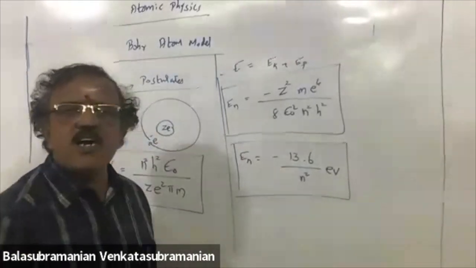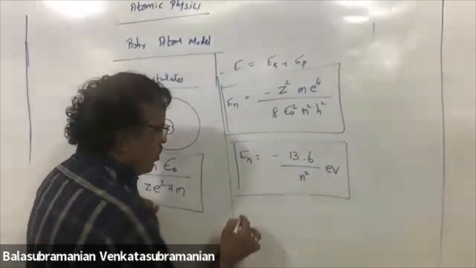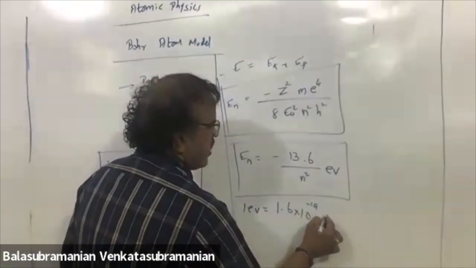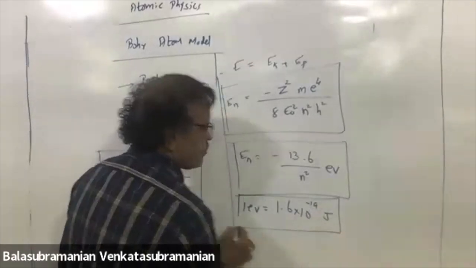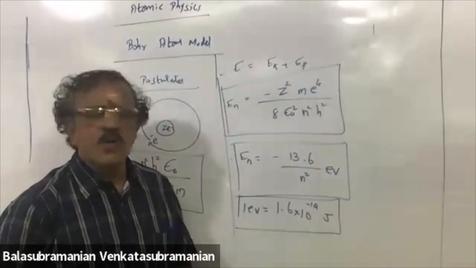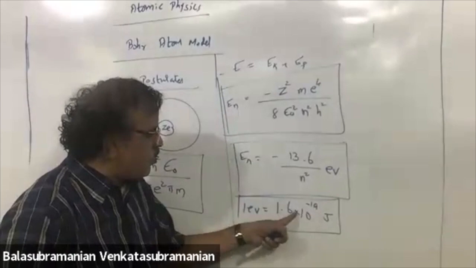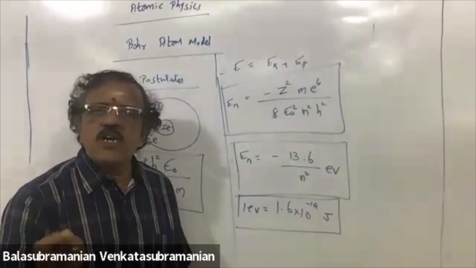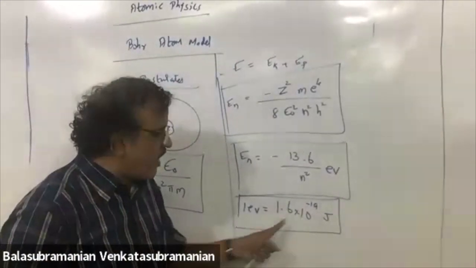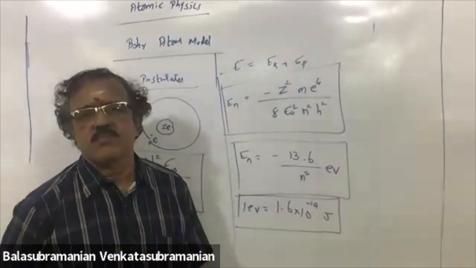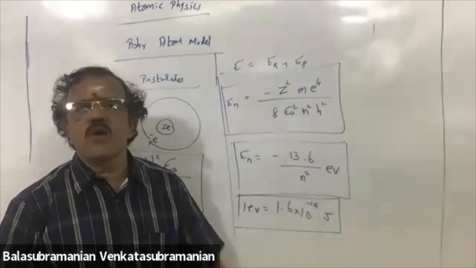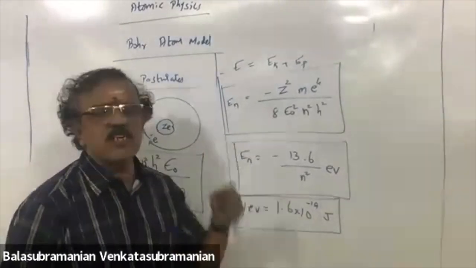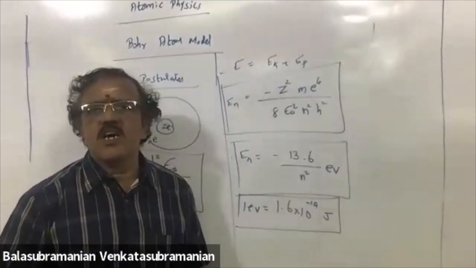Sir, joules to electron volt, how can we do it? 1 electron volt is 1.6 times 10 power minus 19 joule. So any value given in joule, if you want to convert it to electron volt, divide by the charge. That's all. Electron volt to joule you want to convert means multiply by the charge. So this is the final expression for the total energy of the hydrogen atom.